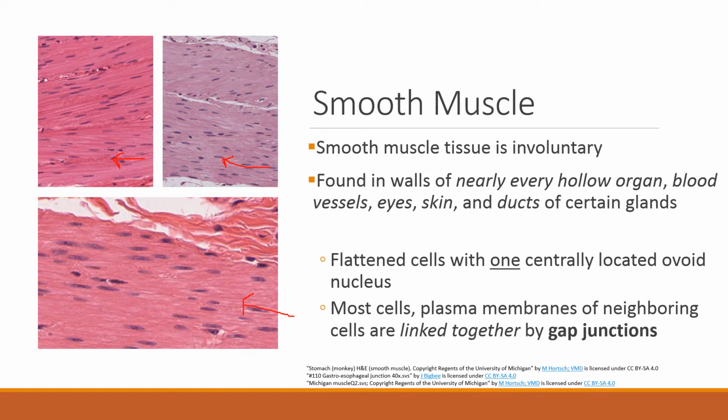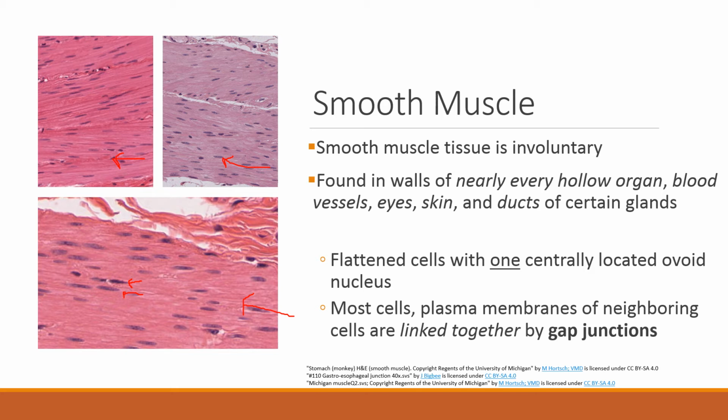Your smooth muscle is characterized by flattened cells, so they look kind of like squamous cells, but they're not squamous cells. And each cell will have a centrally located ovoid nucleus, like this one. So each nucleus looks a bit like an oval. Okay. Most cells are actually joined to the plasma membrane of an adjacent cell by gap junctions. Remember, gap junctions are formed by proteins that essentially make a tunnel between adjacent cells so that they can share cytoplasm. So that happens in these cells.